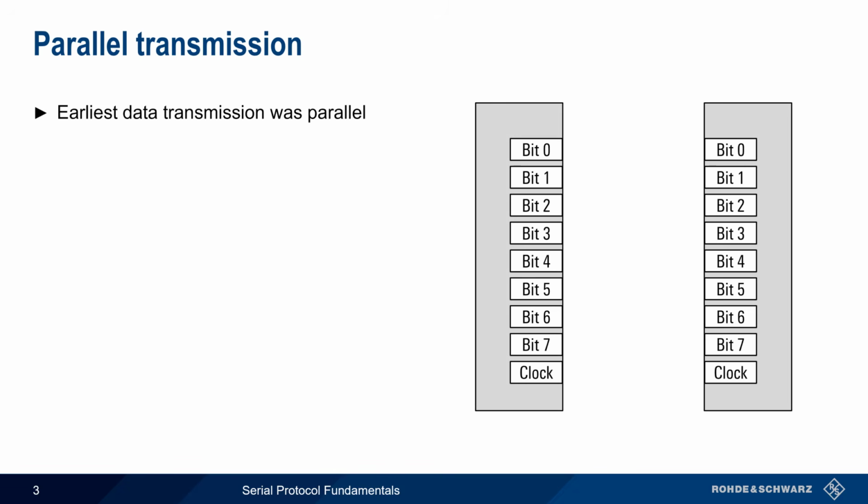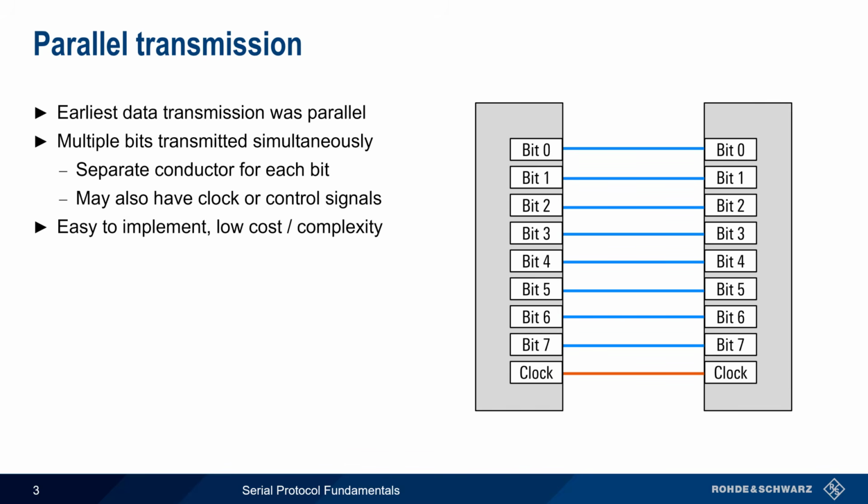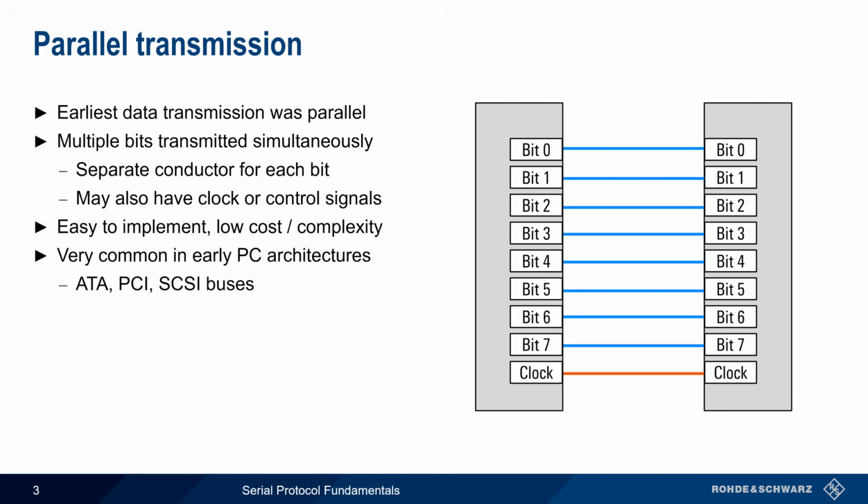But before we start covering serial protocols, let's first spend a few moments discussing parallel data transmission. The earliest digital data transmission schemes were mostly parallel systems. That is, multiple bits were transferred simultaneously, with a separate conductor for each bit. In addition to these data lines or wires, many parallel data systems also had additional conductors for clock or control signals, such as handshaking. Parallel systems were also relatively easy to implement, with low cost and complexity, and they were commonly found in early PC architectures, for example, ATA, PCI, SCSI, etc.